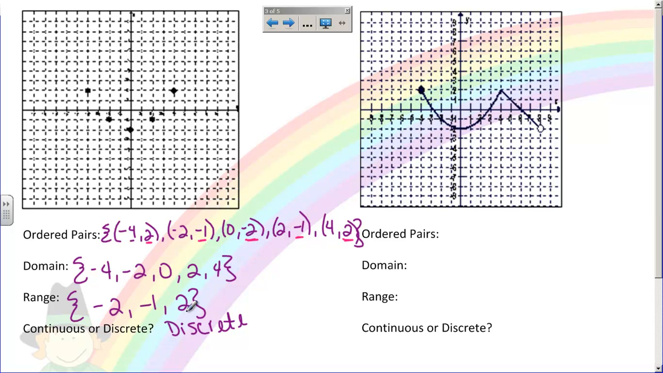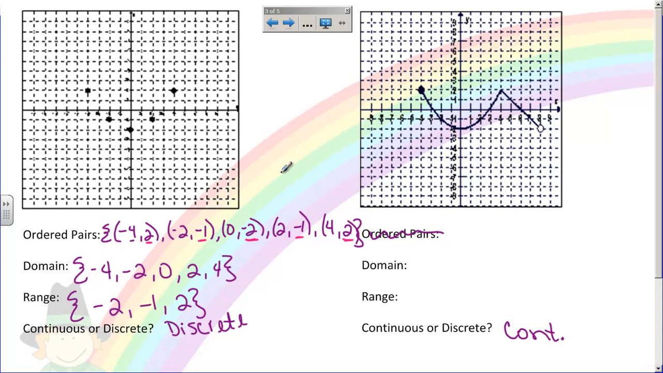Now, if you look at the next graph, it starts here with a dot. It's a closed circle. And if I went all the way around here to this open circle dot, my pencil could stay touching the graph the entire time and I'd never have to pick it up. So this is a continuous graph because all of the points are connected and there are no gaps. We are not going to list the ordered pairs because it is a continuous graph. So we're just going to write the domain and range.